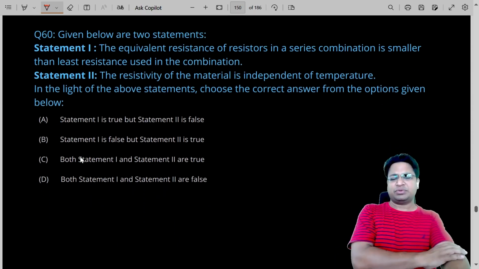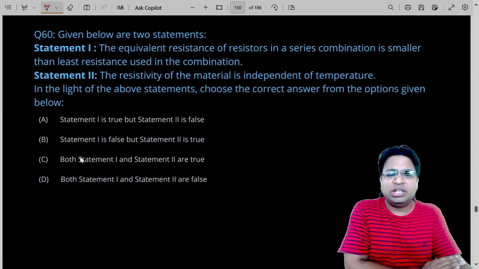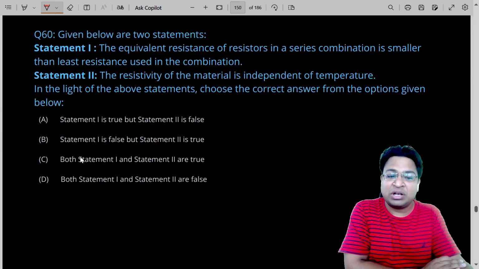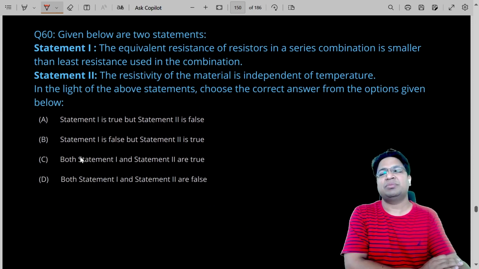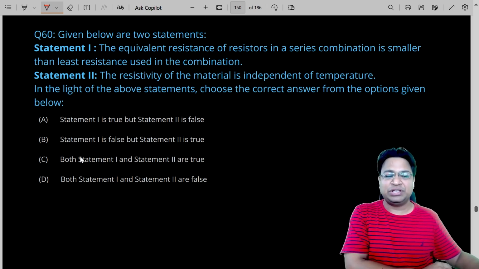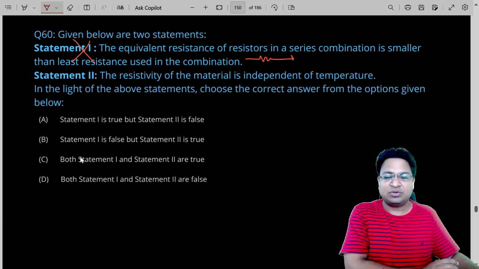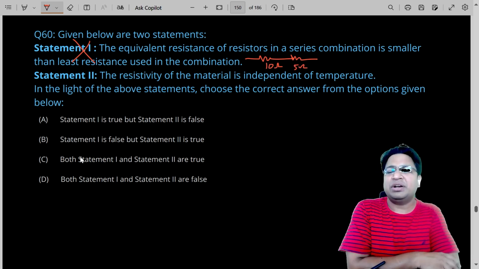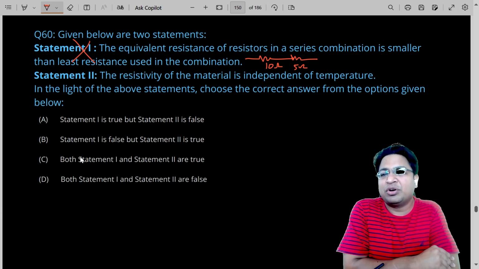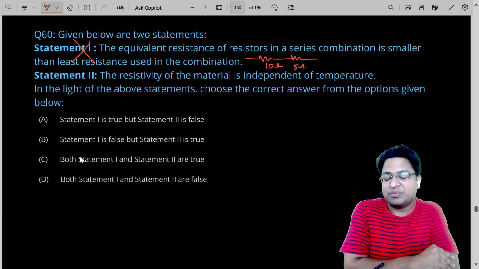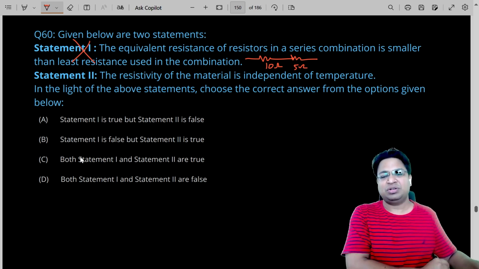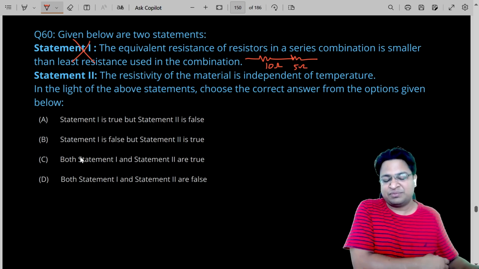Okay, now we move to the 10th question of physics. It says the equivalent resistance of resistors in a series combination is smaller than the least resistance used in the combination. I hope that you probably don't need any explanation in deciding that this is a wrong statement. If there are two resistors connected in series, one is 10 and one is 5, let's say, then the equivalent value would be less than the smaller of the resistors, that is smaller than 5. I think that's wrong. It has to be larger than the largest one put in this combination.